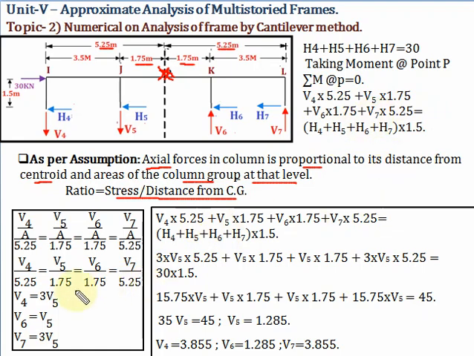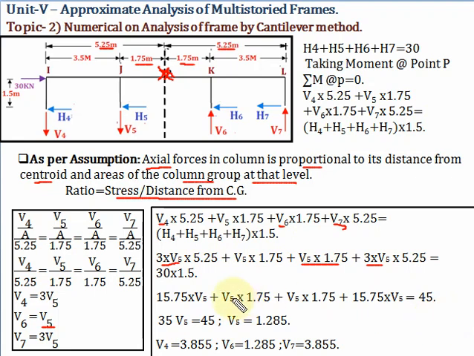Now in this equation, we put the values of V4, V6 and V7, and the values of H4, H5, H6 and H7. What is the value of V4? The value of V4 is 3 into V5. What is the value of V6 here? It is only V5. And what is the value of V7? It is 3V5. And H4 plus H5 plus H6 plus H7 is equal to 30, so 30 into 1.5.